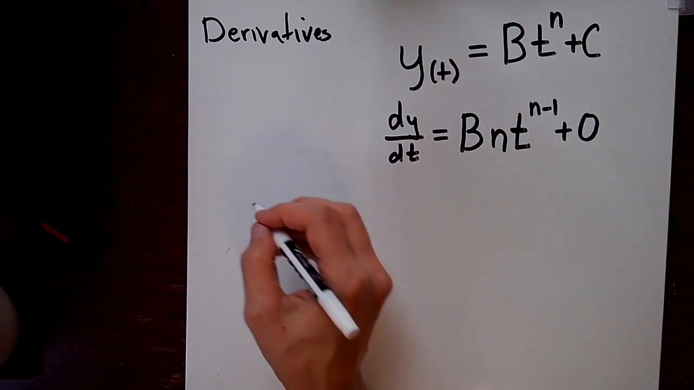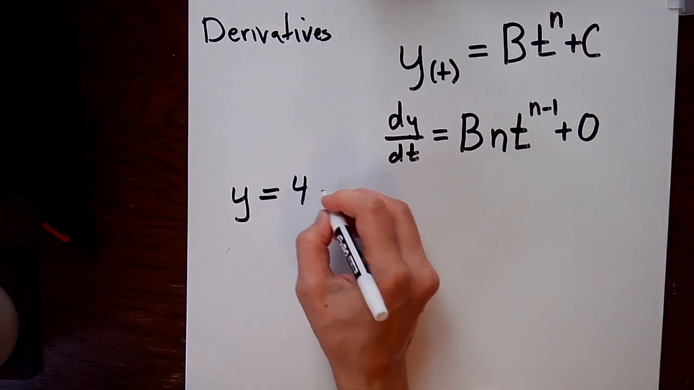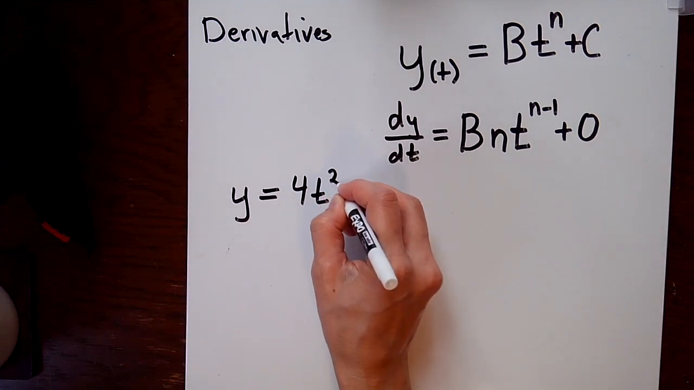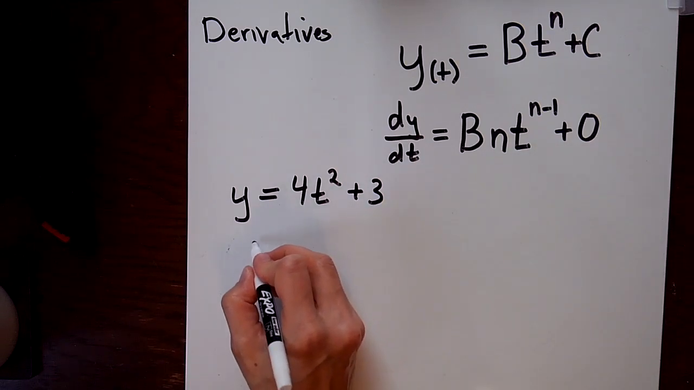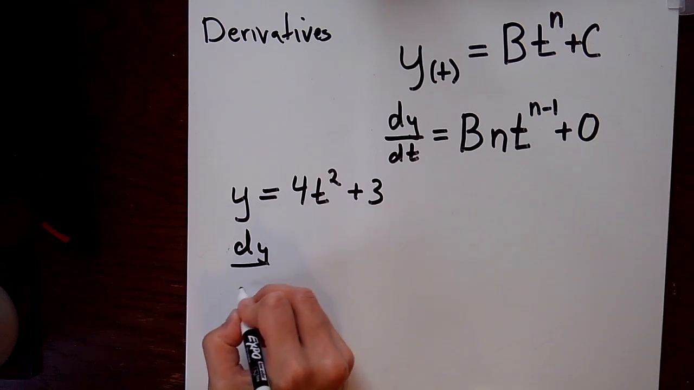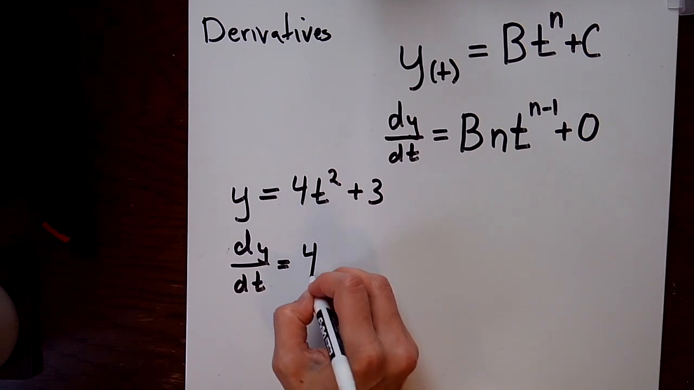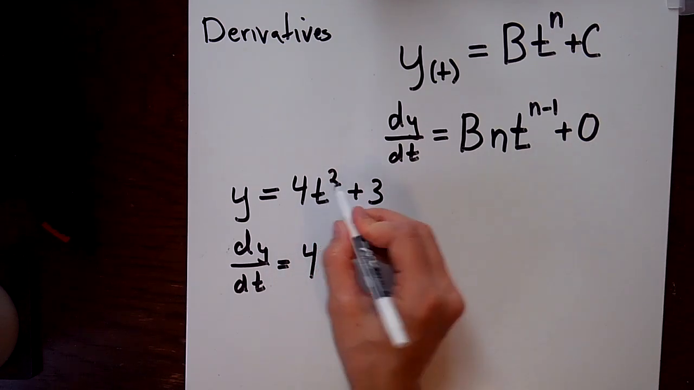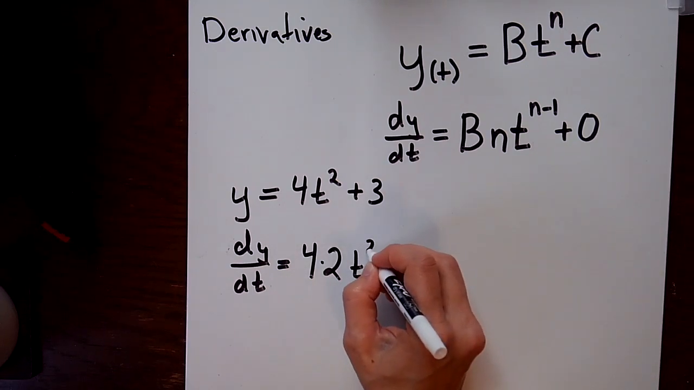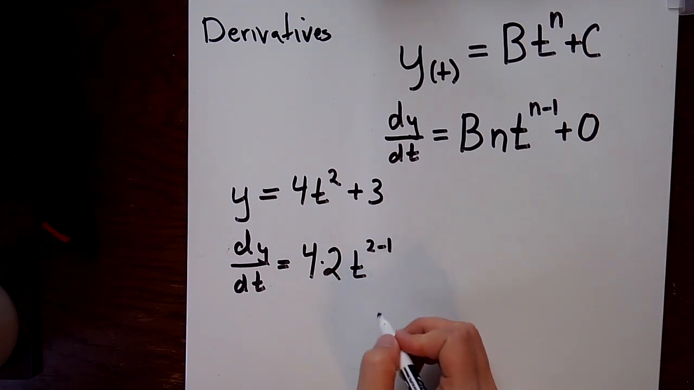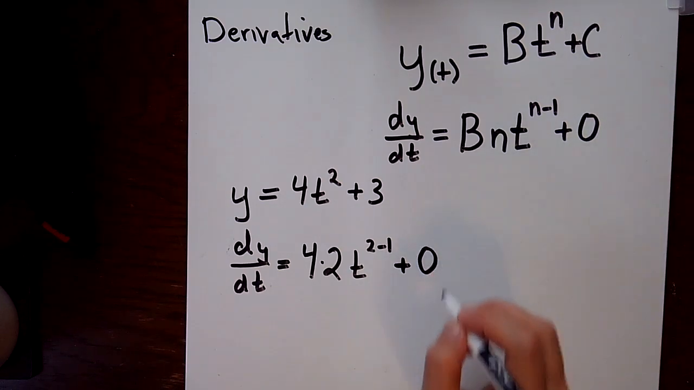Let's try out an example with some actual numbers. Say y is equal to 4 times t to the second plus 3. Then, if we want to know the derivative of y with respect to time, the 4, that's like the b, that just stays out in front. The power of t is 2, so that's the n, so we multiply by 2, and then we have t to its power minus 1, so that's t to the 2 minus 1, and then 3 is a constant, just like c was here, so it's equal to 0.